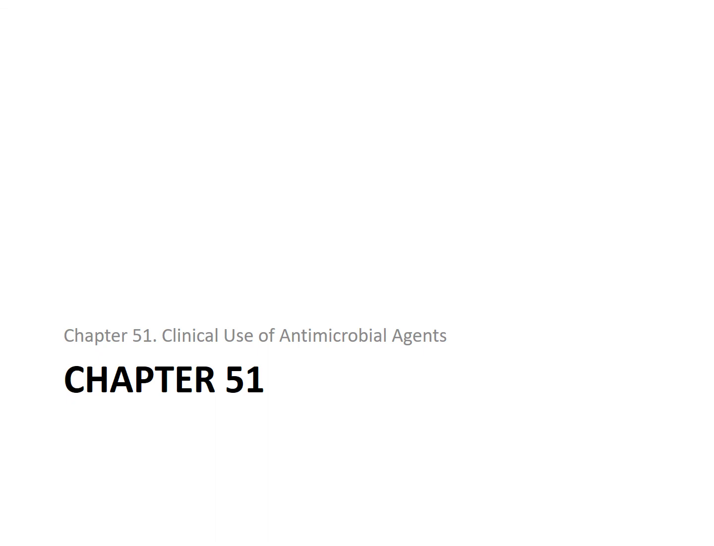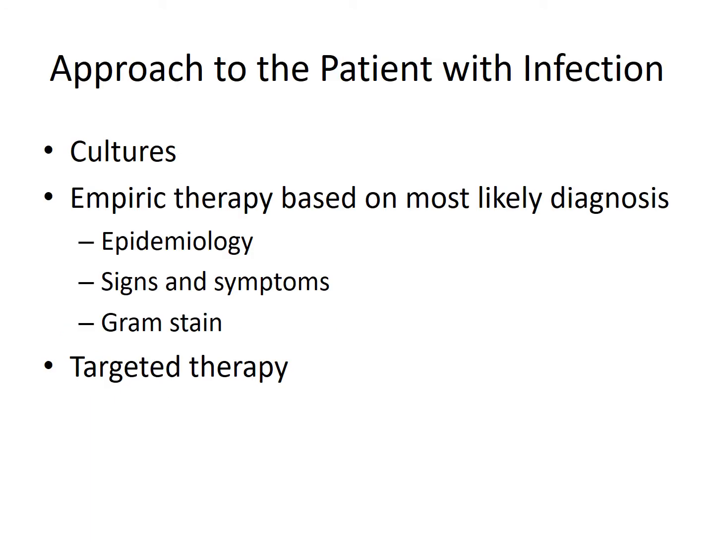Chapter 51 is about putting all of this information together and how we use antimicrobial agents effectively in treating patients. The general approach to treating a patient with infection involves taking cultures, then treating symptomatically based on the most likely diagnosis, and then getting results back and targeting therapy based on those results. This is the usual pathway of the treatment of patients with infections.